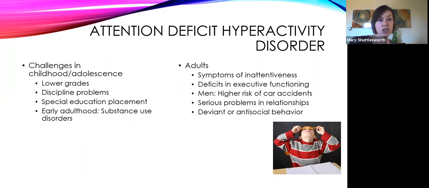Problems in relationships, so impulse control and inattentiveness come into play here. That could become perhaps irritating to a partner. And then also a higher likelihood of engaging in deviant or antisocial behaviors, again typically a function of those hyperactive and impulsive types of behaviors.